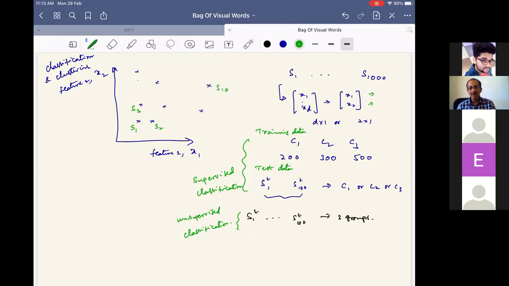Now the question is, if I ask you a supervised classification problem, let's start with supervised classification. What is the method so far that you know? If you wish to perform supervised classification, do you know any method for performing it? Given the samples S1 to S1000, assume that these are all the training samples. Now given these training samples, how do you classify the 100 test samples?